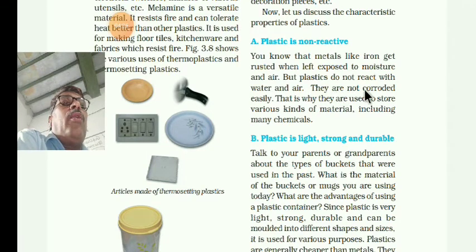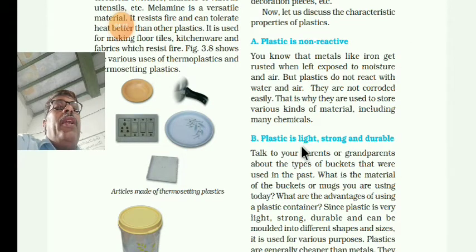But plastics do not react with water and air. So they are not corroded easily. Due to this, plastic has got more importance. That is why they are used to store various kinds of materials, including many chemicals. Even chemicals are stored in plastics. So this is how plastic is non-reactive.